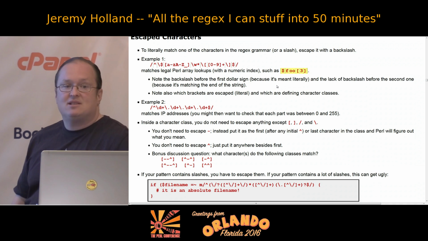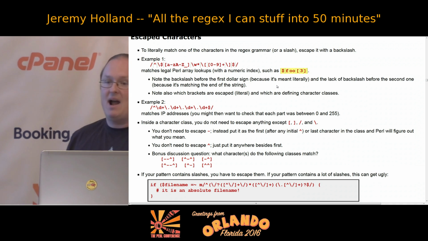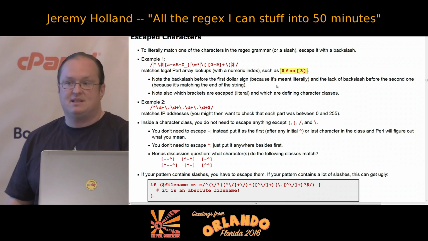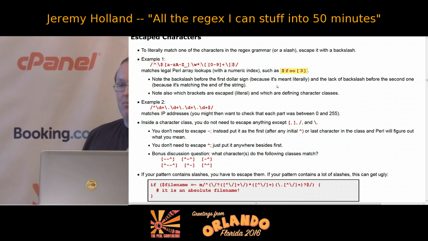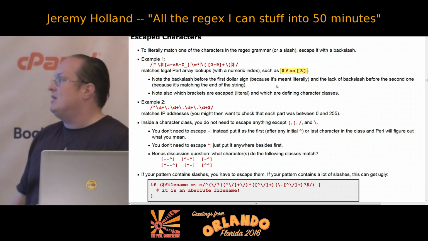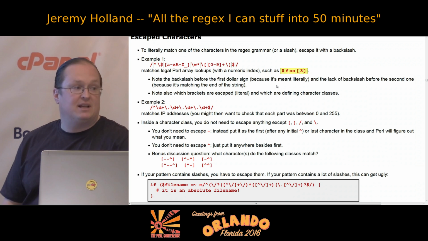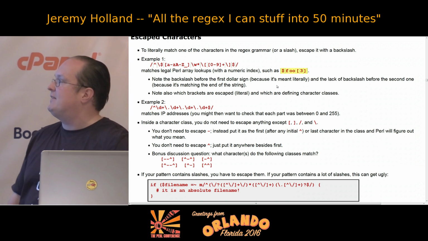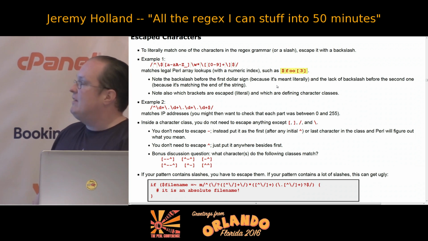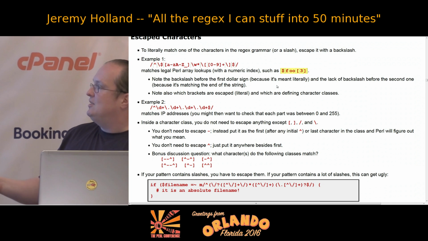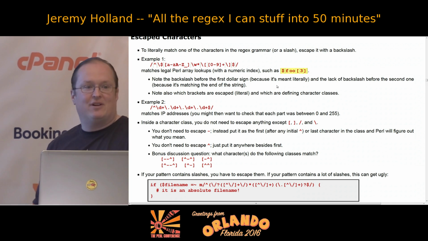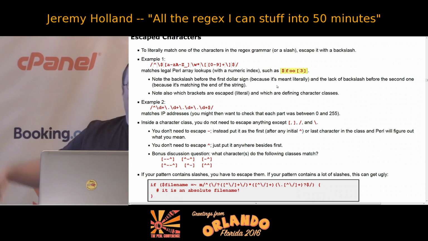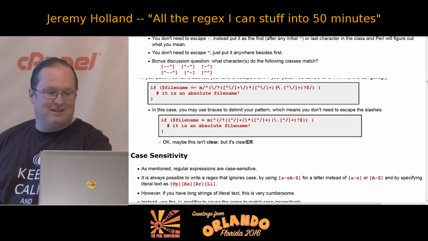Inside a character class, you don't have to escape anything except brackets, slashes, and backslashes. You don't need to escape the dash that creates a range. Just stick it at the beginning or end, and Perl will figure out that you mean it literally. You don't need to escape the caret. Just put it not in the first position, and again, Perl will just magically figure out that's what you mean. If you're feeling masochistic, you can look at these character classes and see if you can figure out what they mean. The answers are provided at the end of the slides.